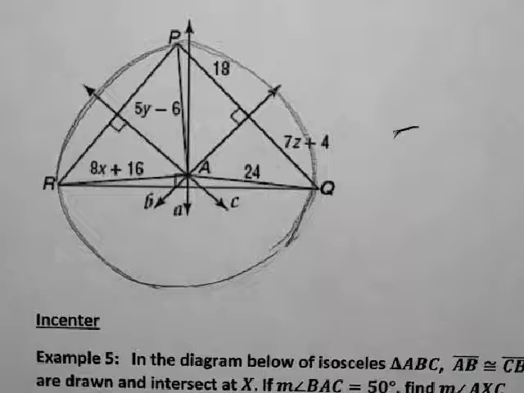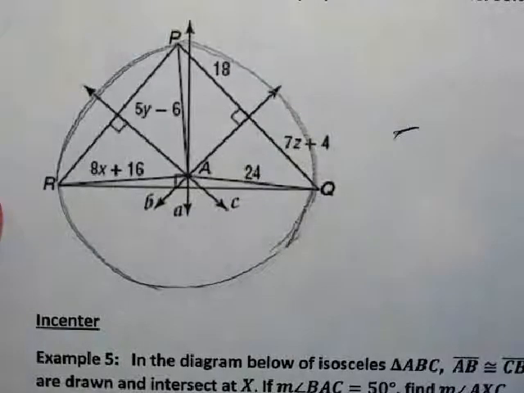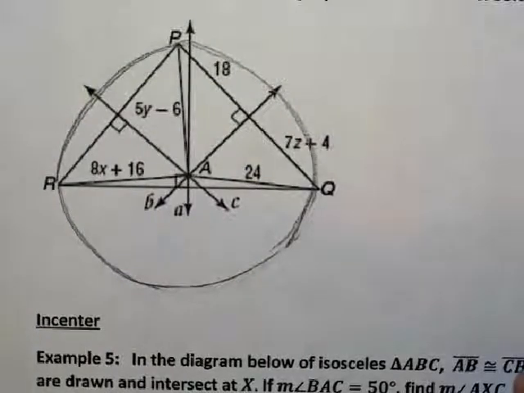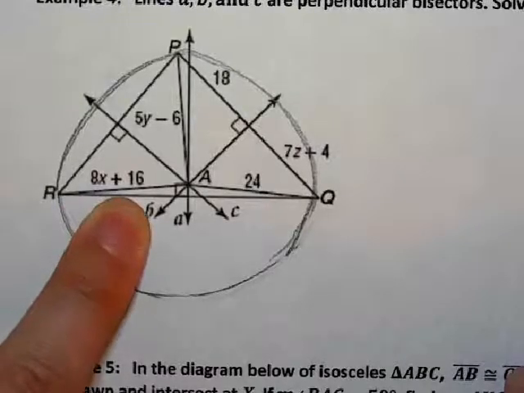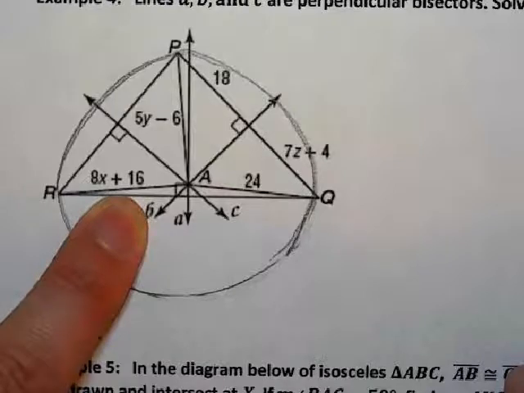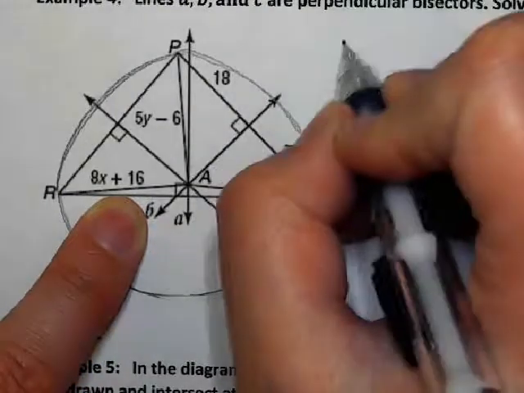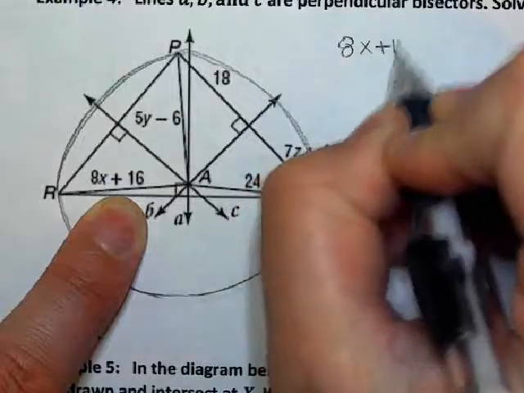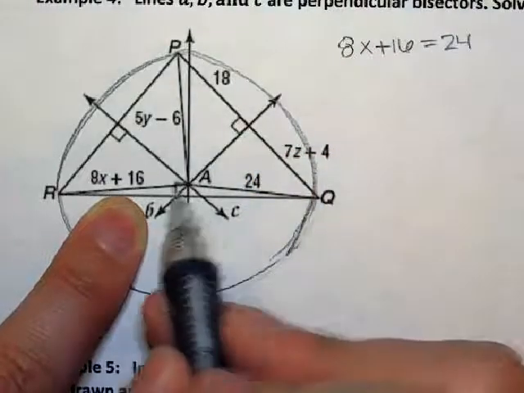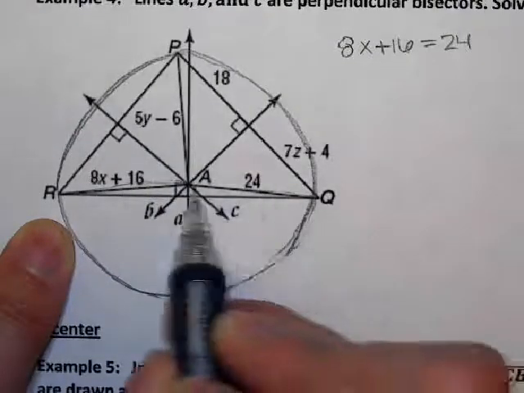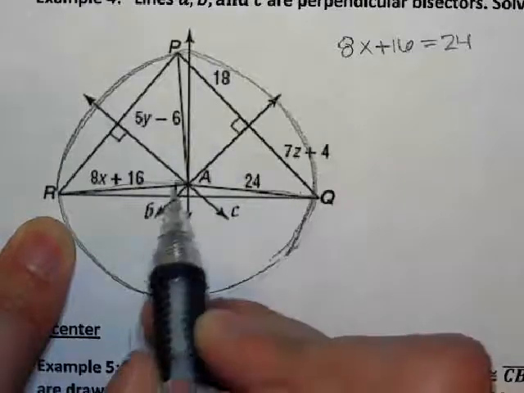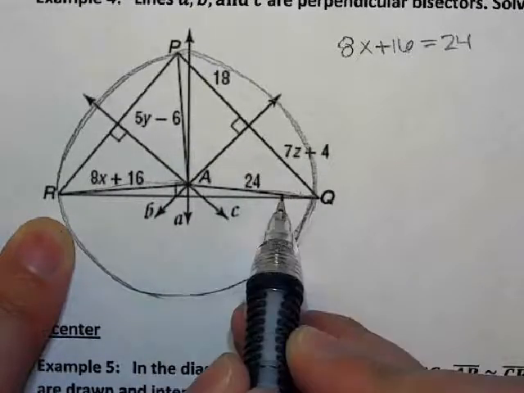All right. So if we were trying to solve for x first, the x is over here. What should I set it equal to? 24. Okay, so I'm going to say 8x plus 16 equals 24. So what we're saying here is that this AR is a radius just like the 24 is. So it's a radius of the circle, it's a radius of the circle. The circumscribed circle. There's some mistakes you don't make twice, folks.